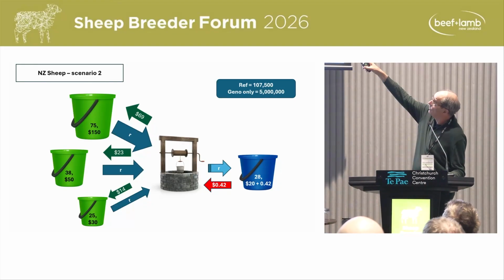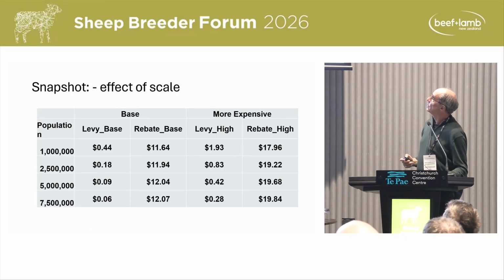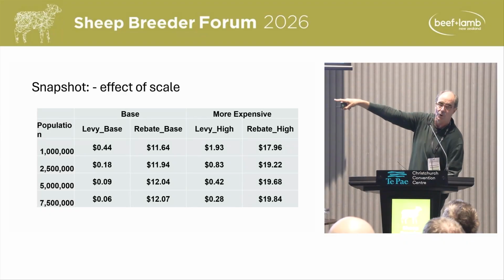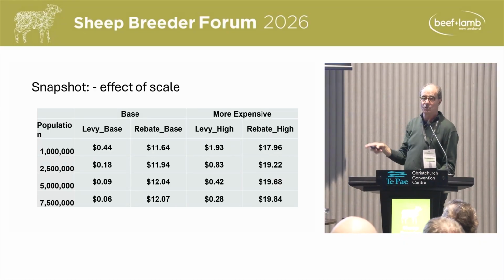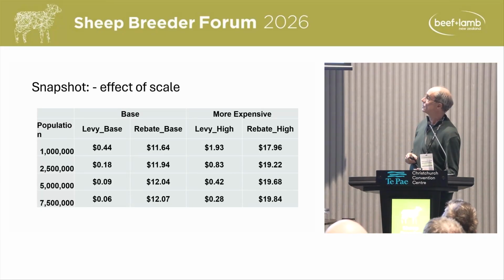And we change the amounts that are being distributed back by a small amount. We can illustrate that a little bit more just to show the effects of scale. As we go down the columns, we've got a bigger and bigger genotype only population, the blue bucket. The levy that we need to impose gets smaller because there are more people being spread across that cost.